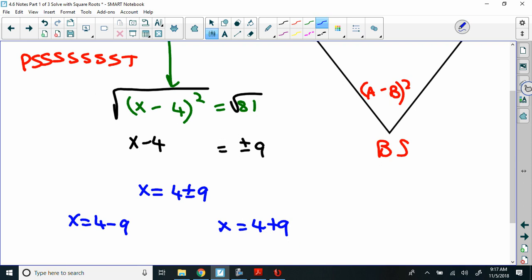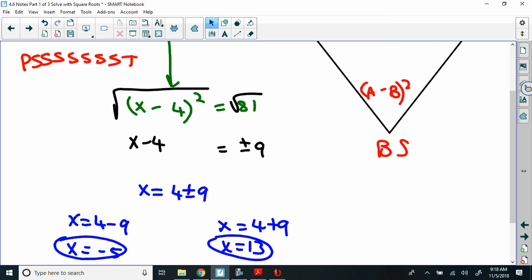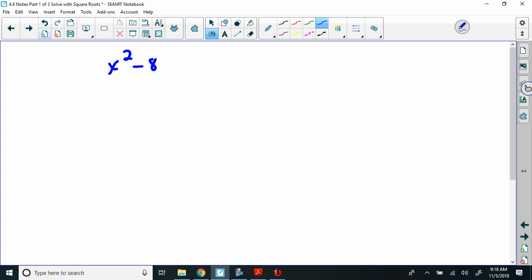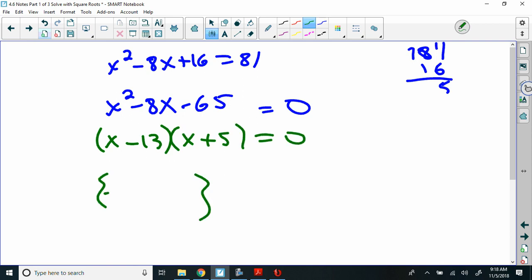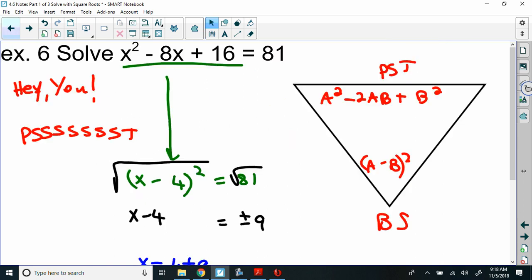So what is 4 minus 9? Five, and it's going to be negative, right? So x equals negative 5, and then 4 plus 9? 13. X equals 13. So those are our two answers, negative 5 and 13. Okay. Hey, wait a minute. Those answers are rational. Let's look at that example one more time. X squared minus 8x plus 16 equals 81. That could have been x squared minus 8x minus 65 equals 0. What's the difference between 81 and 16? That's 65. X minus 13, x plus 5. Couldn't I have factored that? Huh. Interesting. There's always more than one way to the Eastwood Mall, isn't there?